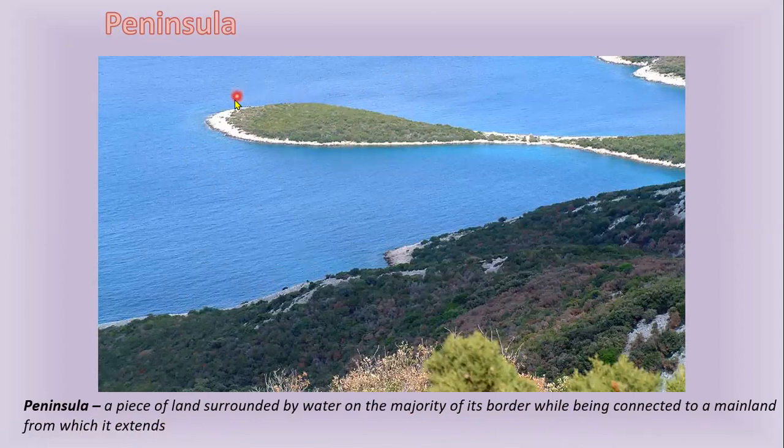It means, this is the area of a peninsula. Most of the sides are water and a small side is connected to the land. See, there is a connection. This is called a peninsula. If it was an island, all sides would be water.